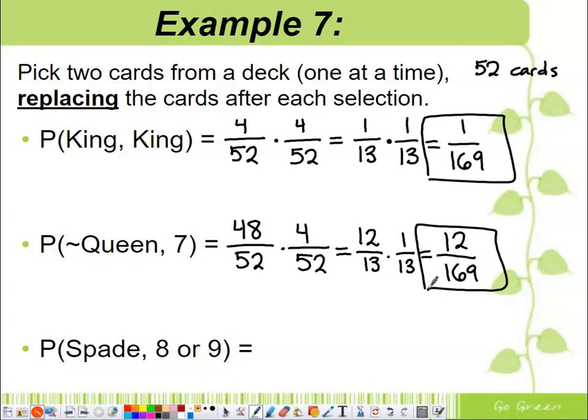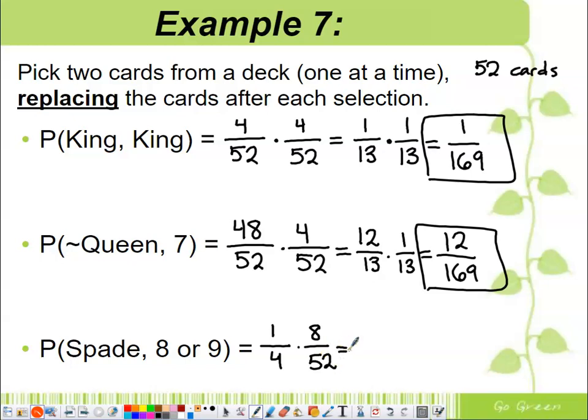Okay, last one on this slide. What's the probability of getting a spade followed by an 8 or a 9? Okay, so spade, right, we have 4 suits. We're interested in spade. So we have a 1/4 chance of getting that spade. And then we want an 8 or a 9, right? So there's 4 8s, there's 4 9s, right? So that's a total of 8 out of those 52 cards.